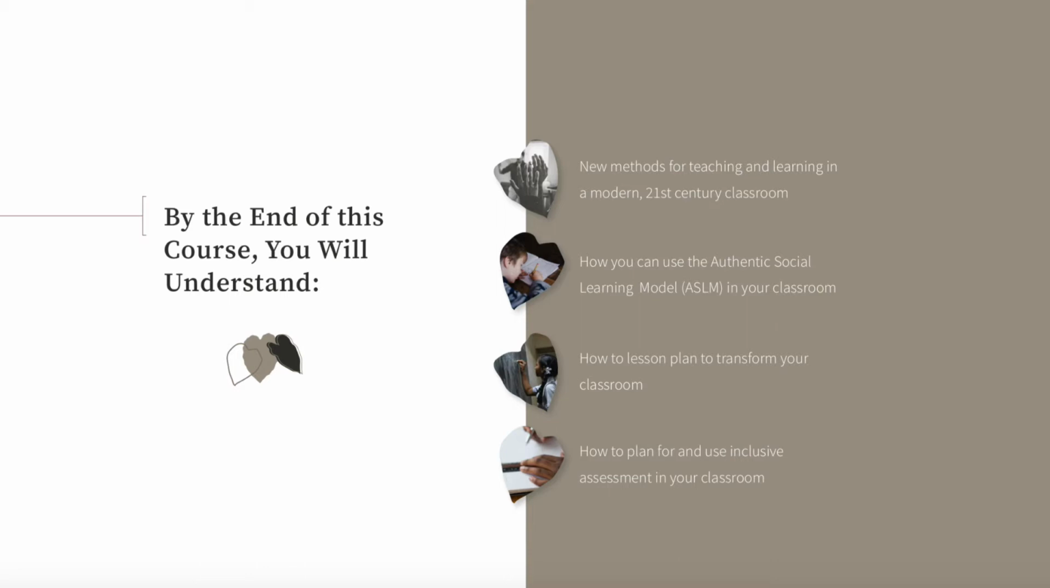The ASLM focuses on social learning and the effective use of technology resources to help your students develop the 21st century skills that they will need for future success. The goal of this training is to provide you with practical strategies that you can implement to transform your classroom into an inclusive environment that will engage and motivate your diverse students.